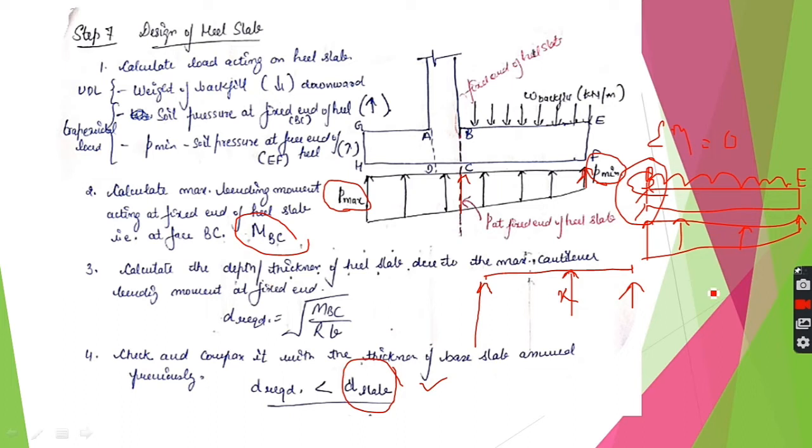So now we have calculated MBC and the check for depth is done. We will now provide the main reinforcement in this cantilever, and that will be on the top face, because this is a heel slab in which this load will always be greater than this load. So the net force will be downward, and due to downward load the cantilever action will lead to tension on the upper face.